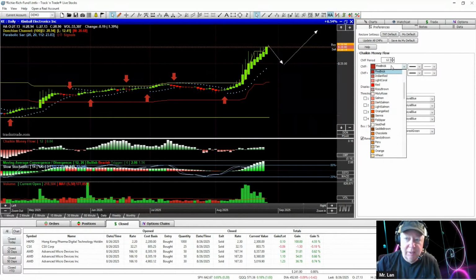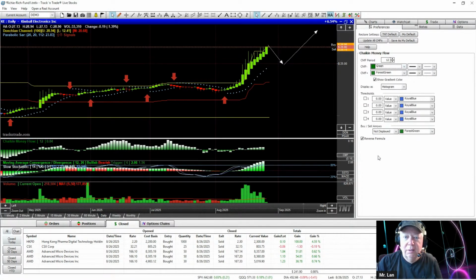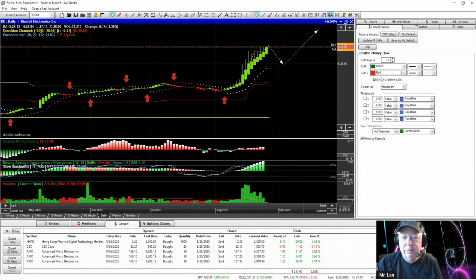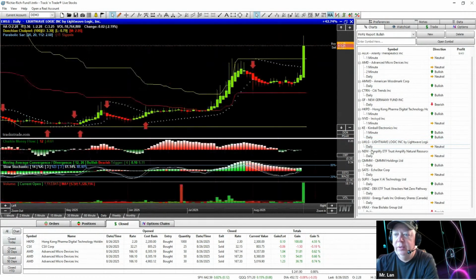Now these have got to be green. And this has got to be red. They screwed my tools all up. That's the way it's supposed to be right there. Okay. Now I'm happy. Save, update all CMS. Yep. Okay, let's go to the next one.